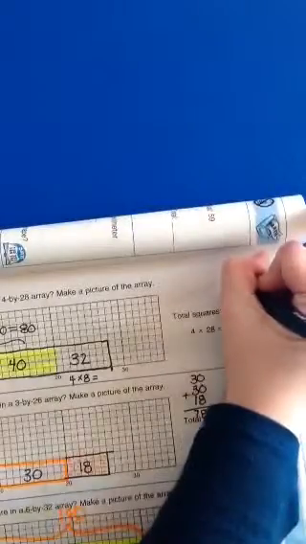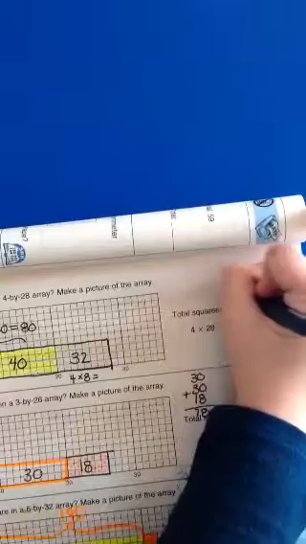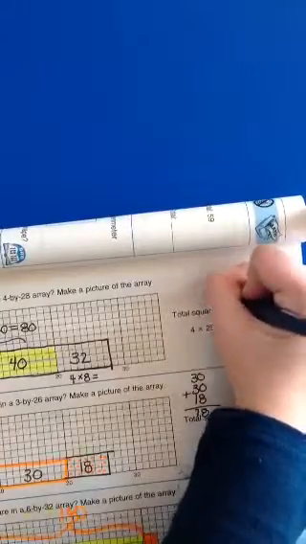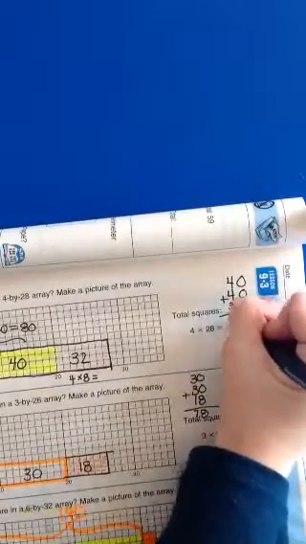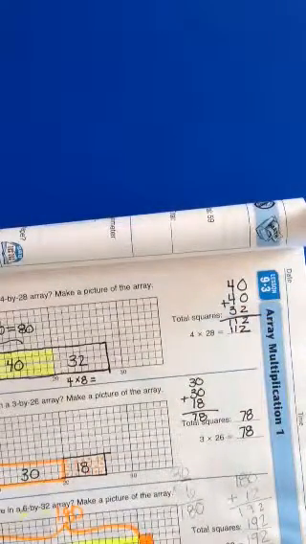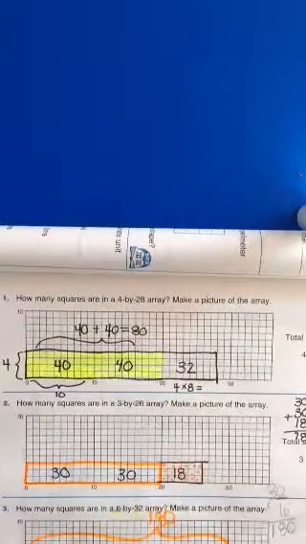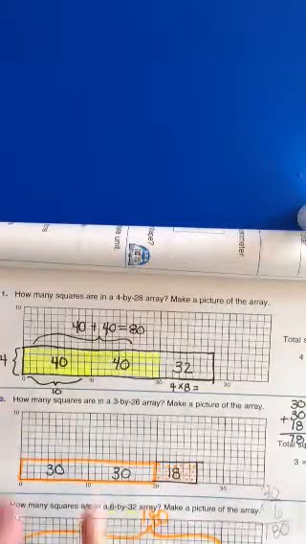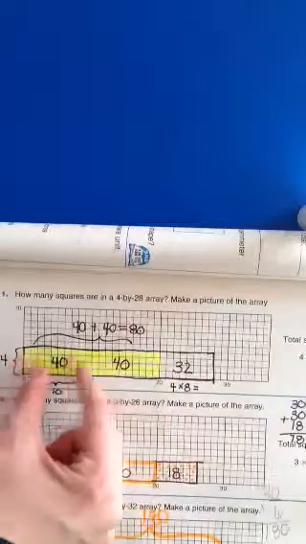So how we're going to solve for the total squares is either 80 plus 32 or 40 plus 40 plus 32. So here we find out that there's 112 squares in a 4 by 28 array. Again, knowing those root facts can really help your child to see that this array can be segmented into chunks that are easier to solve.